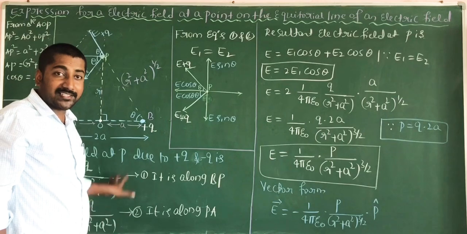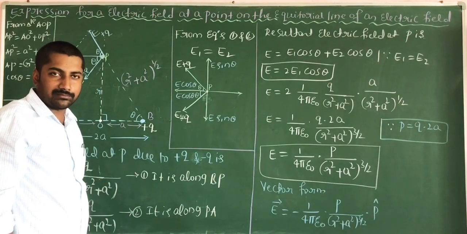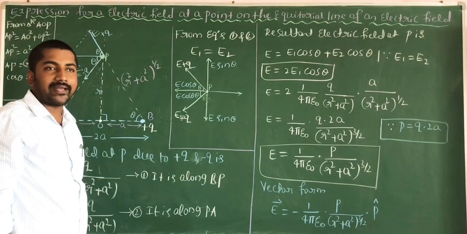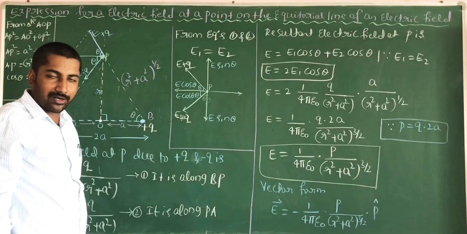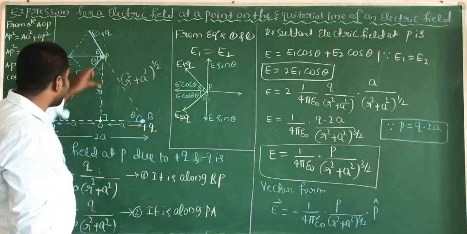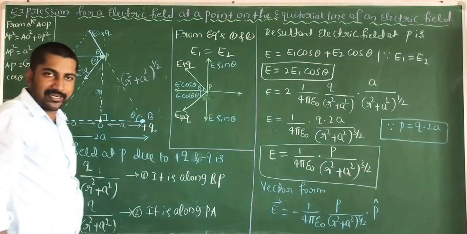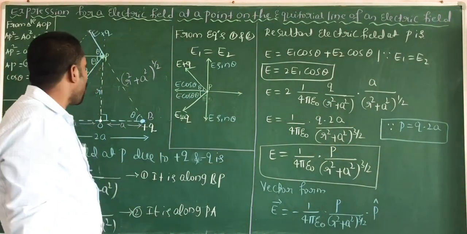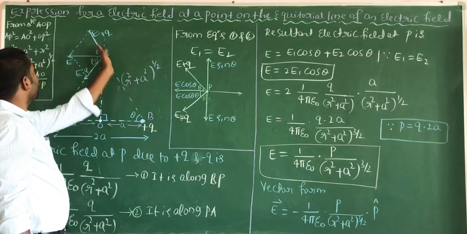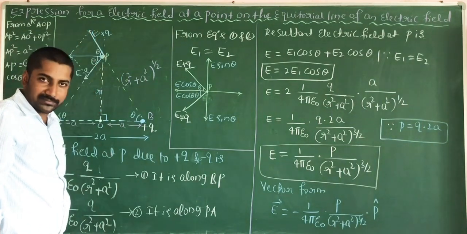But here it is clear that, due to the rectangular components of vector, the electric field is resolved into two components. The electric field is resolved into two components. Here the electric field is moving in this direction.